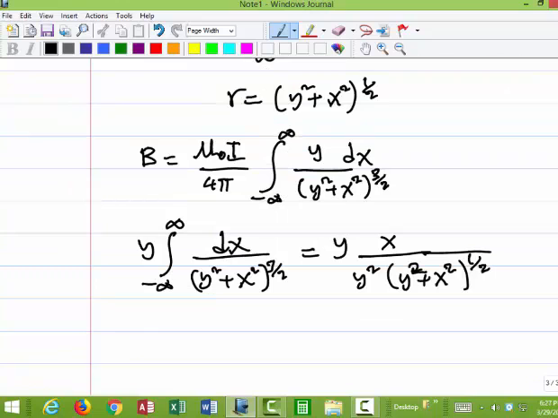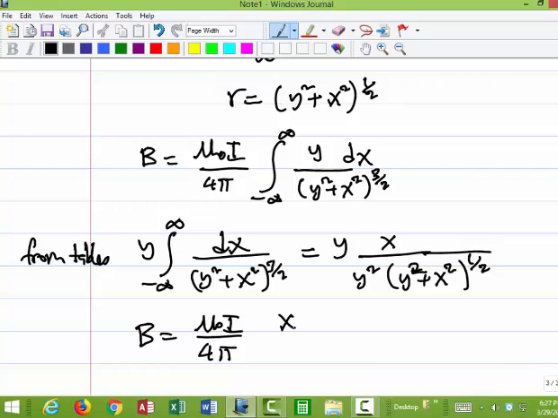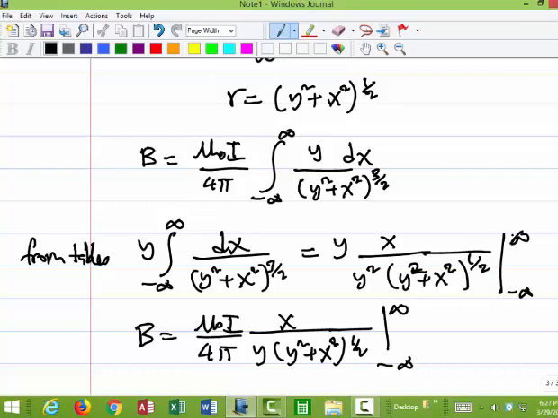So the magnetic field can then be written as mu naught I over 4 pi. I'll cancel one of the y's when I put it in, so I'm going to have x divided by y, and that will be equal to y squared plus x squared raised to the power half, like that. Okay. And then I'm going to go from minus infinity to infinity for this integral. I could have done it from here too. We still have to do the minus infinity to infinity for the integral.